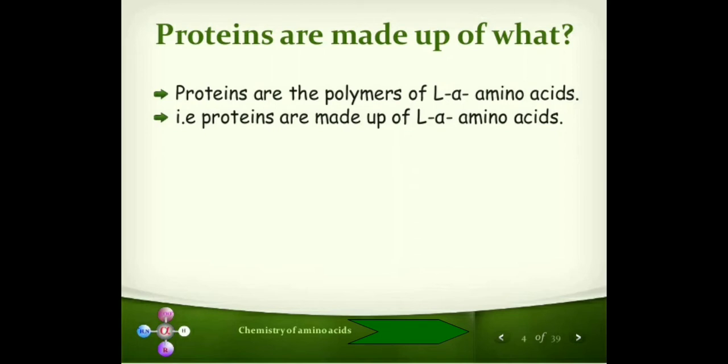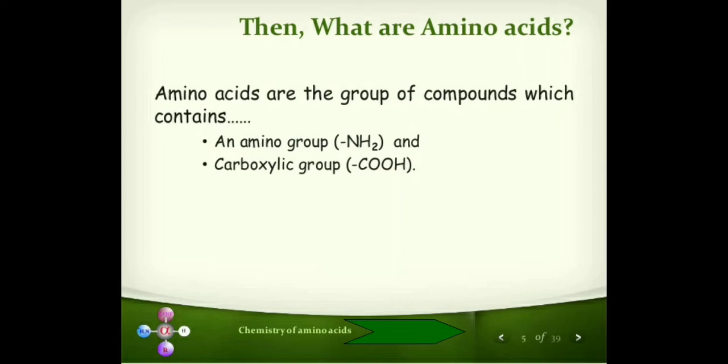And all proteins are connected with peptide linkage. So why alpha? Because L amino acids are present most abundantly in nature as compared to D amino acids. D amino acids are only present in very small quantity in some brain cells and in some bacteria. Otherwise, L amino acids are the most abundant.